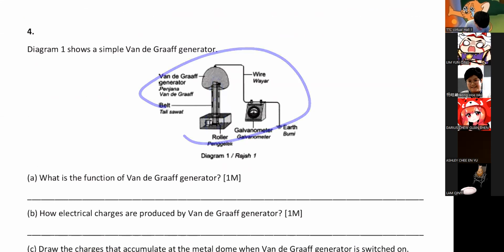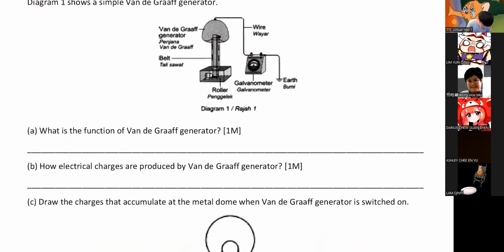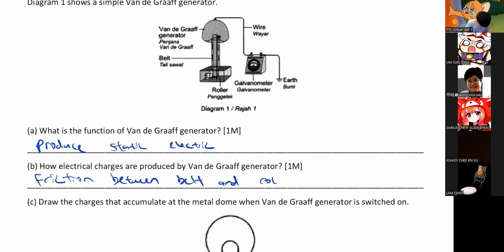Anyway, so number 4, like I said, this is the Van de Graaff generator. When you switch this on, this thing will start moving, and then you will get electrostatic charges here. Okay, so what is the function of Van de Graaff generator? This is to produce static electric, or electrostatic. So B, how electrical charges are produced by the Van de Graaff generator. So that's the friction between the roller and the belt. Like I said, all static comes from friction. 所有的静电都是因为摩擦. So friction between belt and roller.